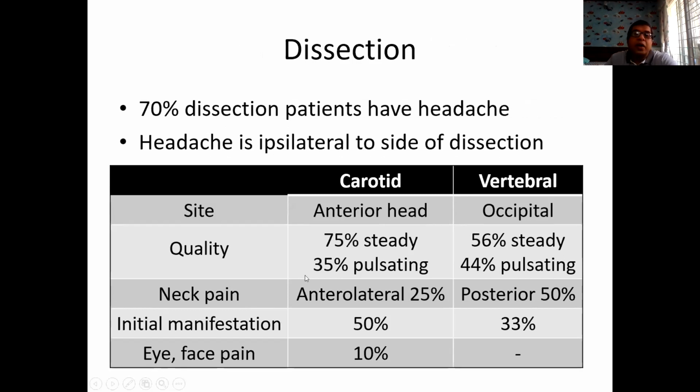There may be associated neck pain, which in carotid is anterolateral, while it is posterior in vertebral artery, and it may be a presenting feature in 50% of the patients of carotid artery dissection. So remember that dissection may be an important cause for secondary headache, while 1/3 of the patients of vertebral artery may have dissection, and there may be eye and face pain in 10% of the patients of carotid artery stenosis. So dissection is an important condition which is a cause of secondary headache.